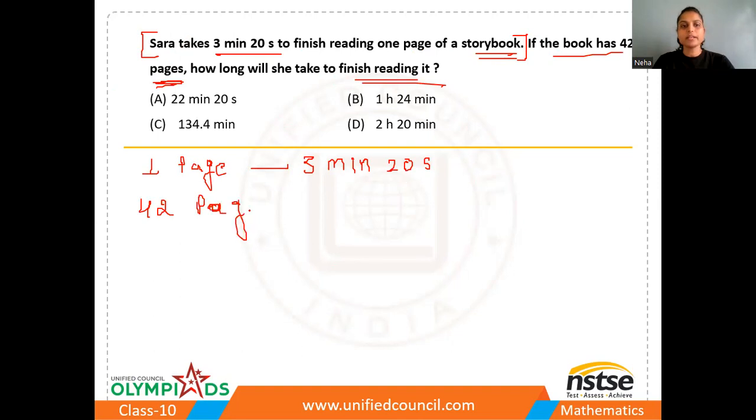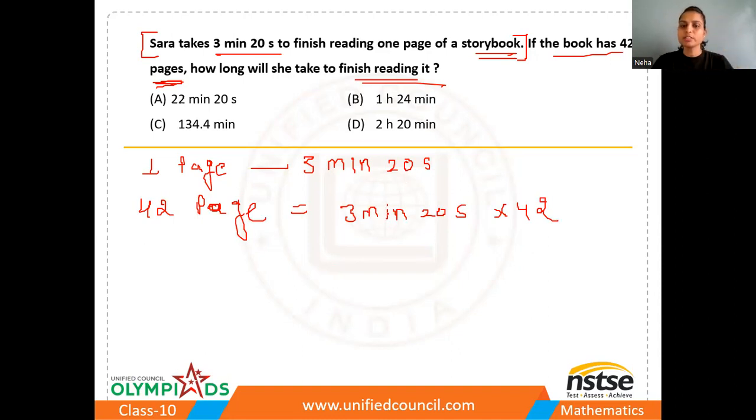Okay, so what will be the time? What you have to do in this question? Yes, you have to do the multiplication, right? That means 3 minutes, 20 seconds multiplied by 42. Clear? Now I think it is quite difficult to multiply it directly with the minute and second.